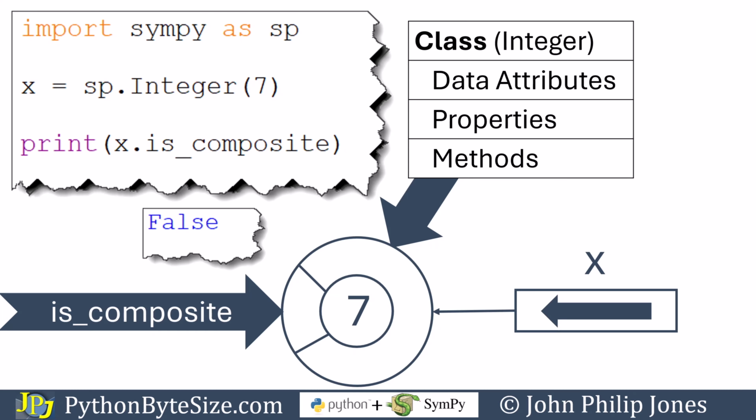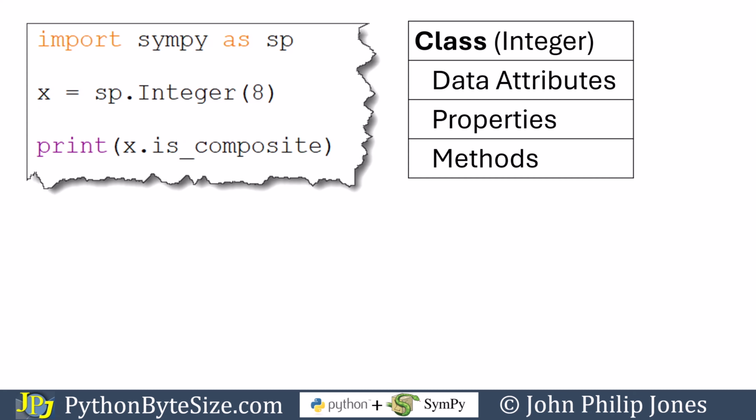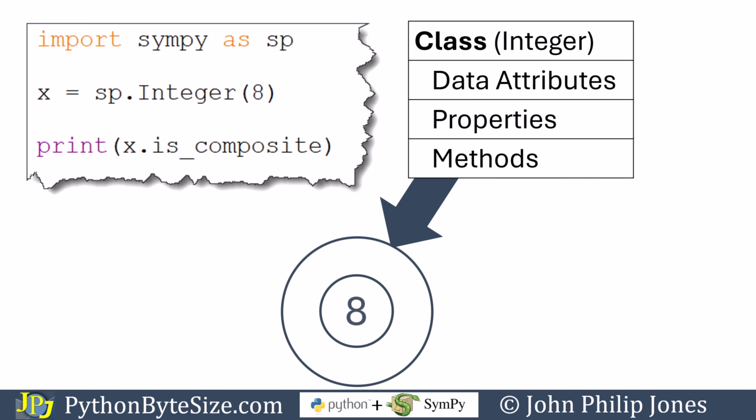Moving on to the next slide, you can see we're now considering the computer program where the SymPy integer is given the value of 8. Now the variable x is again, like the last program, created from the class integer that was defined in the SymPy module. And what we will have created is an object that takes up the value of 8. And this is an instance of the integer class that was defined in the SymPy module.